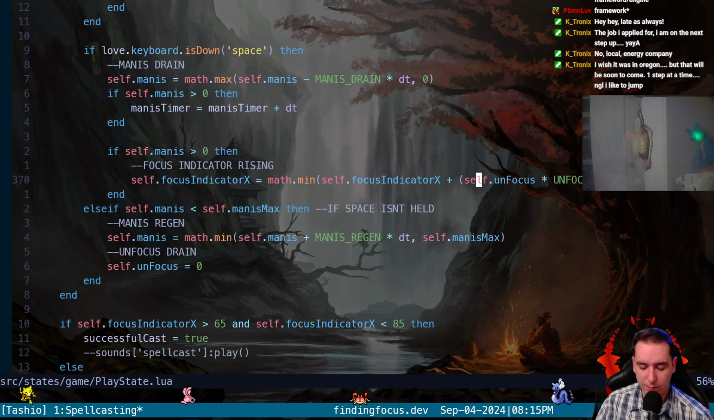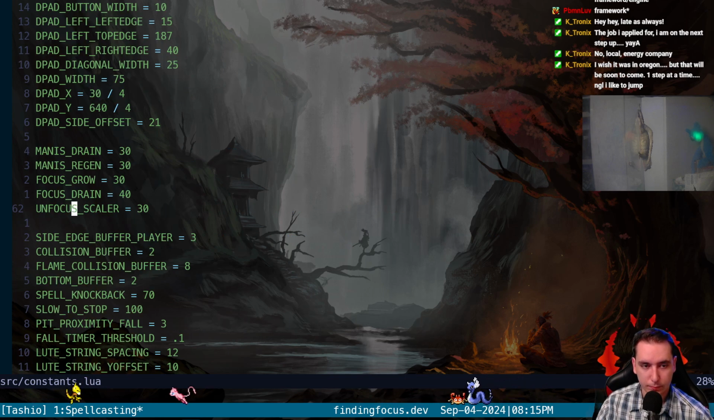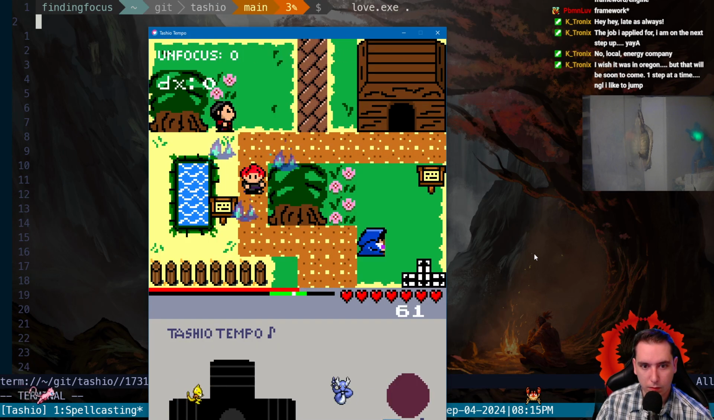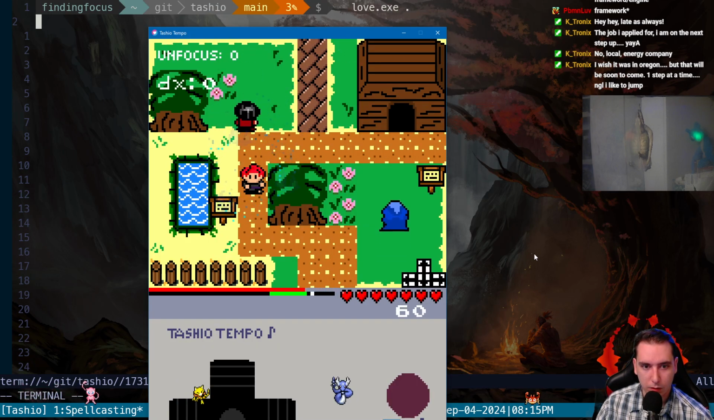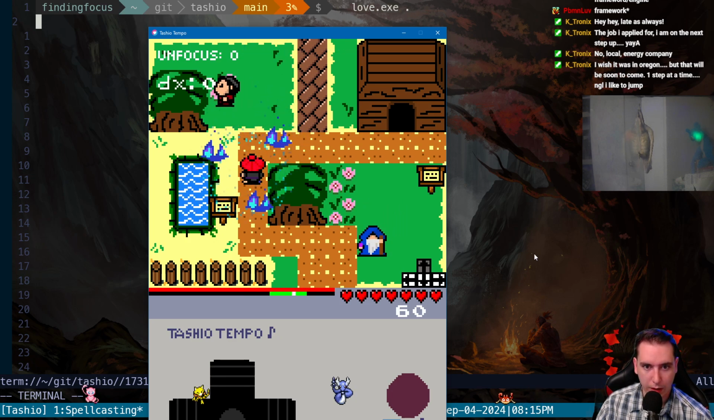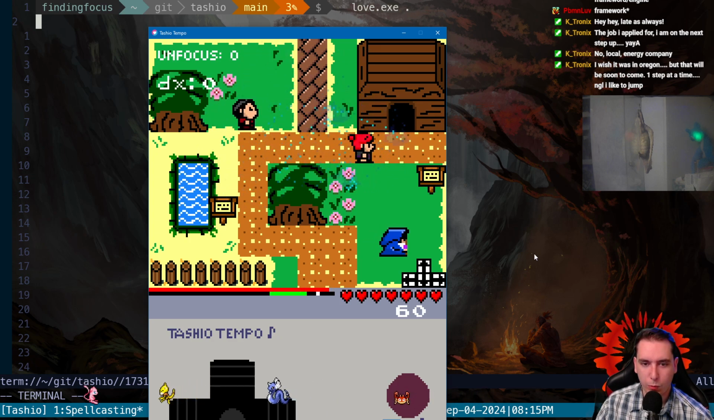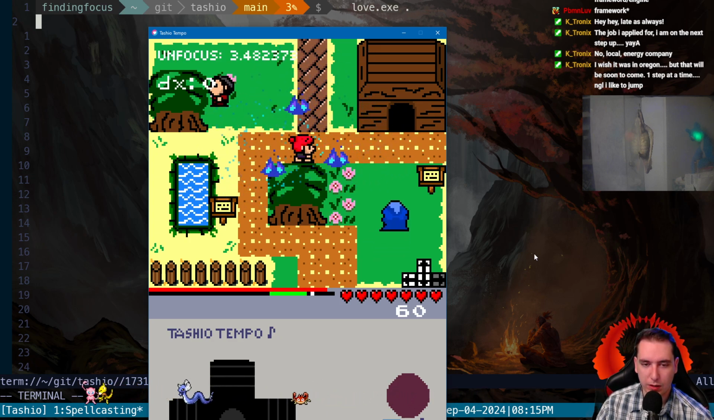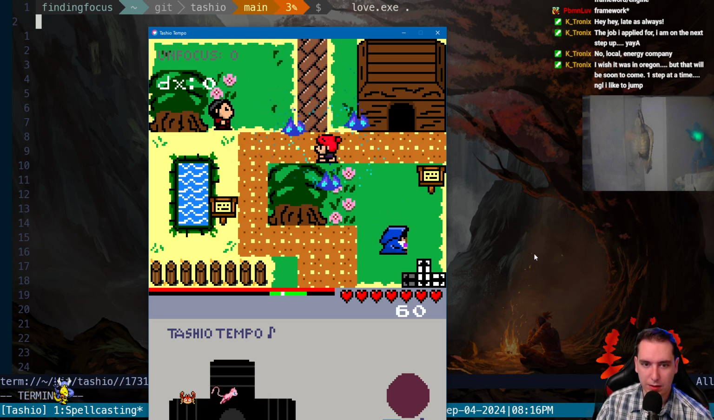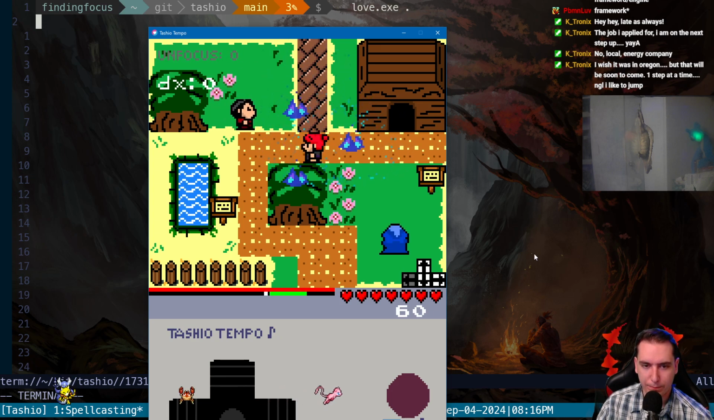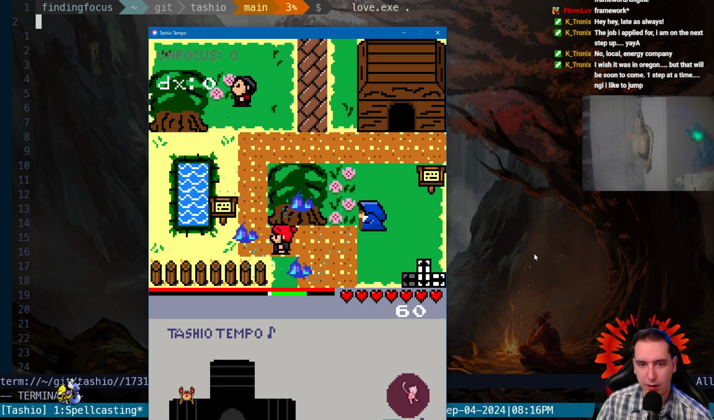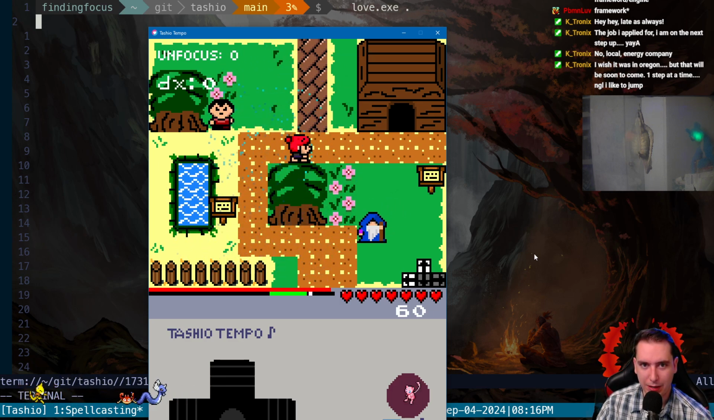Okay, so let's change our unfocused scalar back to 60, because that seemed like the sweet spot. Okay, and I used to think that we should not drain unfocus if space is held, because it made it harder to stay in the successful spellcast range. But now that I'm walking around and trying to spellcast, it's really tough to navigate and try to keep that in your peripherals.